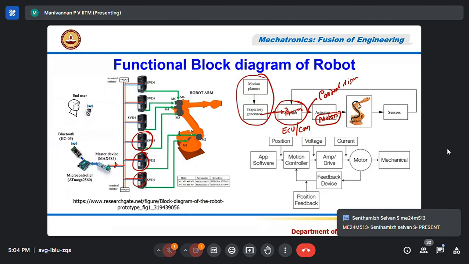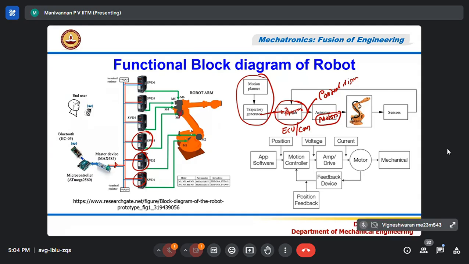If you want more torque, the electric motor can be replaced by a hydraulic motor. For bigger robots with higher load carrying capacity, because I am going to carry some load here, I put a hook and the load is there. If the load is higher, I cannot use an electric motor. An electric motor cannot produce high torque for a given size.